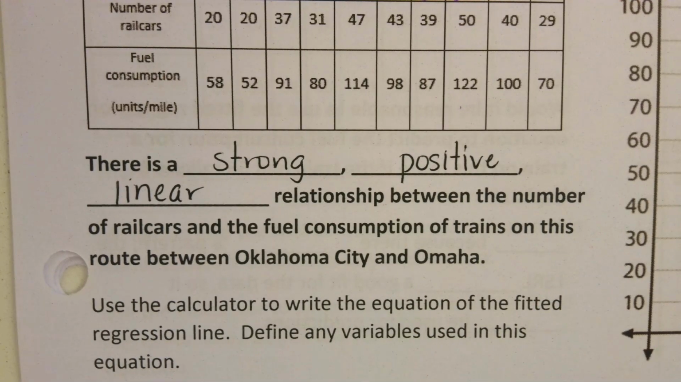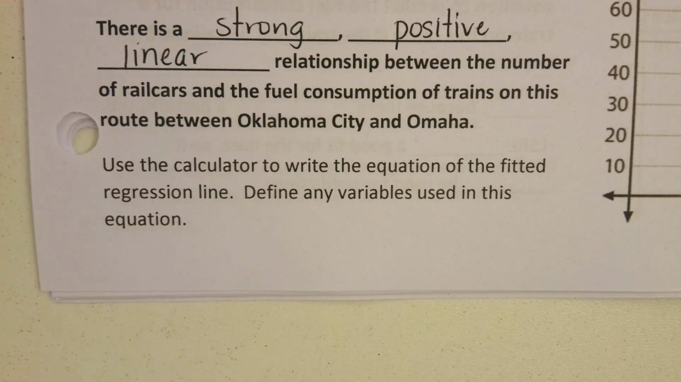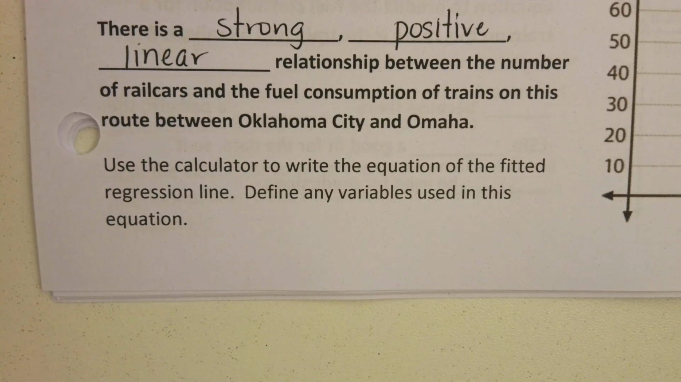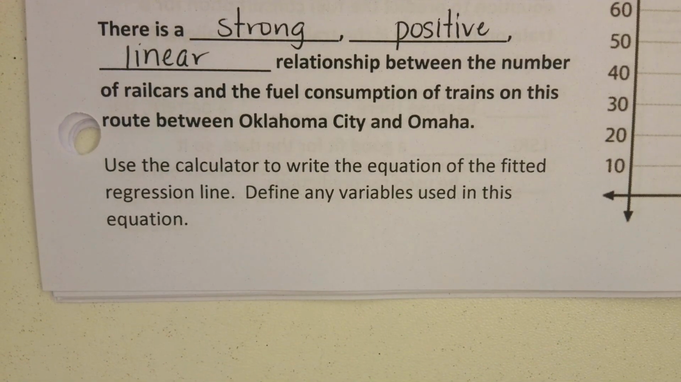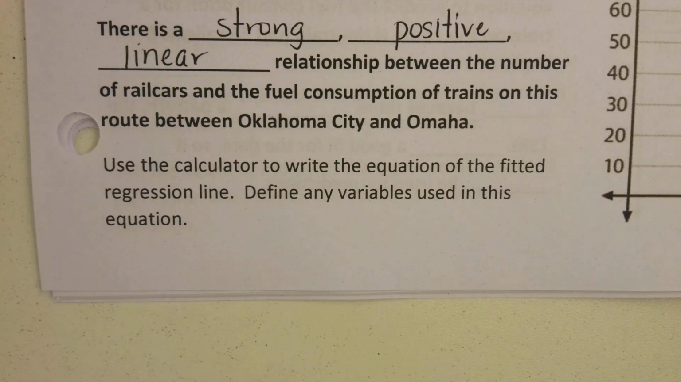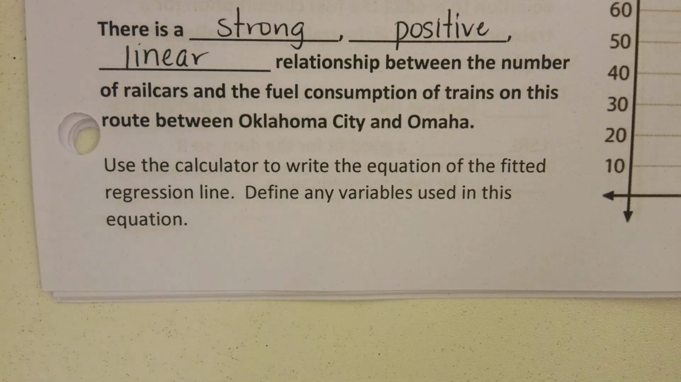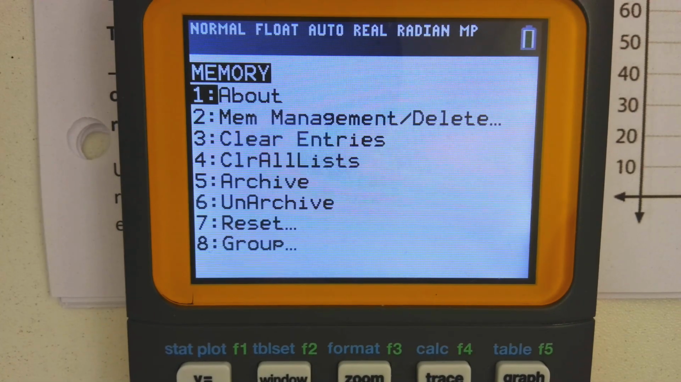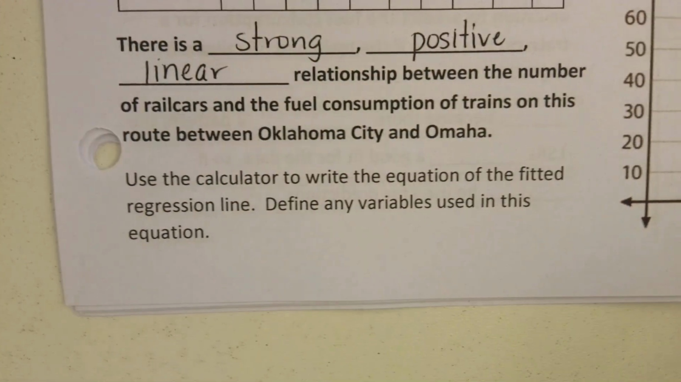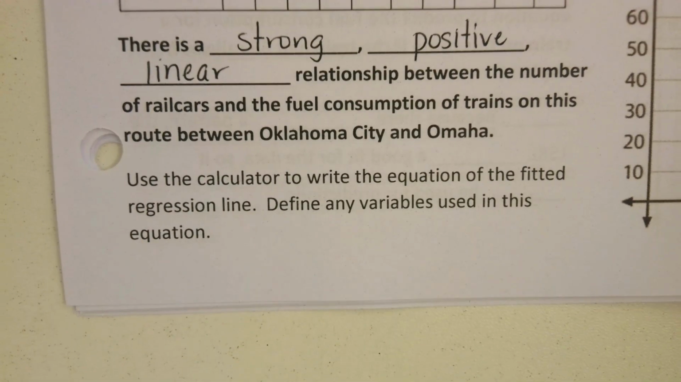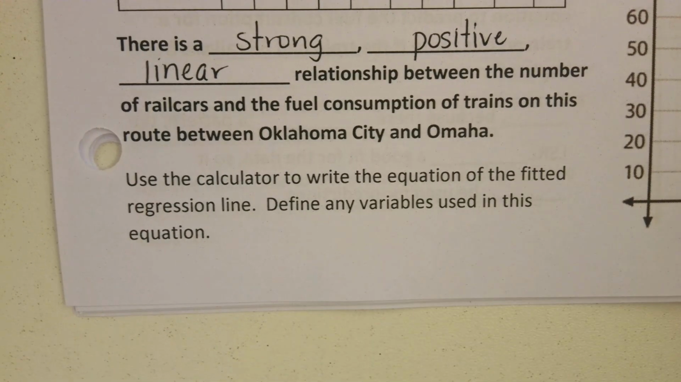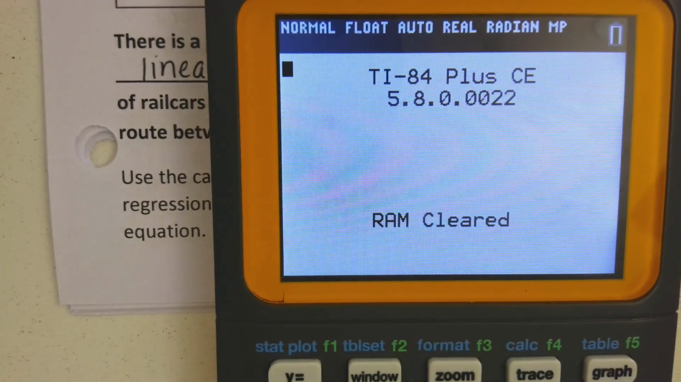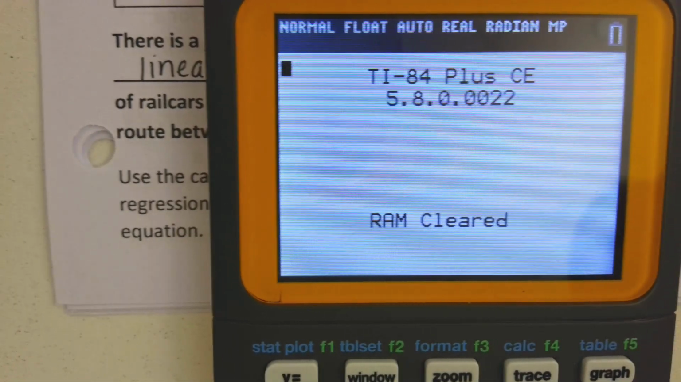Okay, using our calculator now. Use your calculator to write the equation of the fitted regression line, which basically just means the equation. It sounds very technical. And then we'll define any variables that we have in the equation. If you haven't yet, let's clear the memory on the calculator. To do that, press the blue second button, then the plus sign, and then 7, 1, 2. It should say RAM cleared. That deletes any old scatter plots; it'll get rid of those.